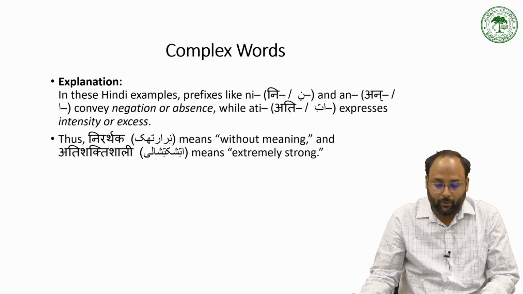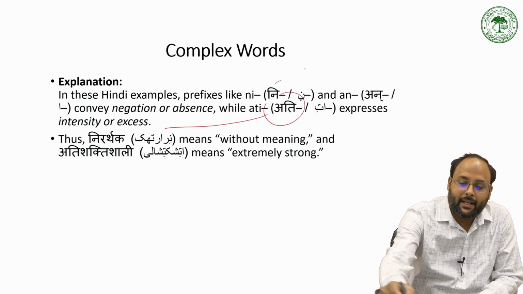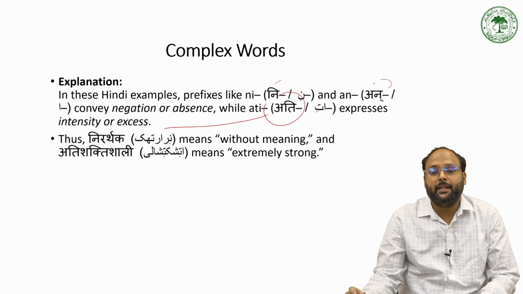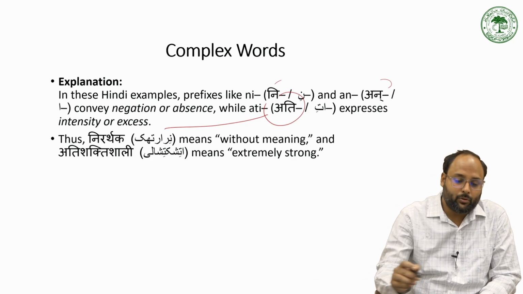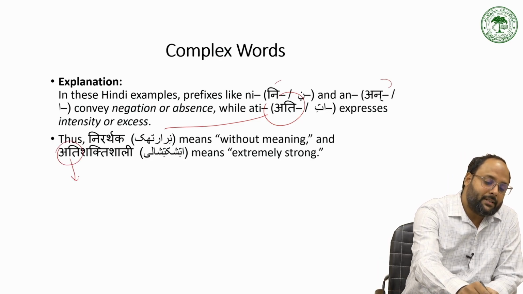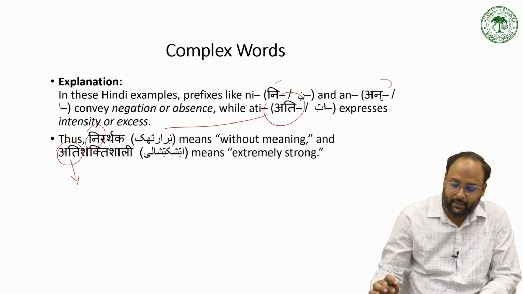So in Hindi Urdu, the prefixes like ni, an, ati give these meanings: ati gives the meaning of intensity and excess, and ni and an give the meaning of negation and absence. Thus the word nirarthak means without meaning, and ati shaktishali means extremely strong. So there ati gives the meaning of intensity or strongness or excess. Here nir gives the meaning of negation.